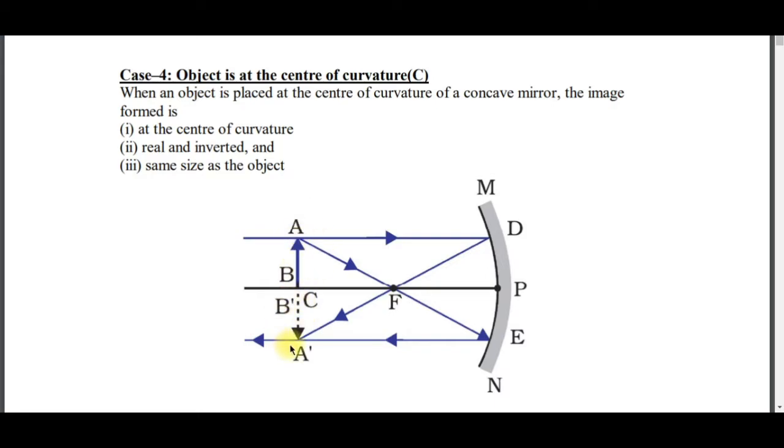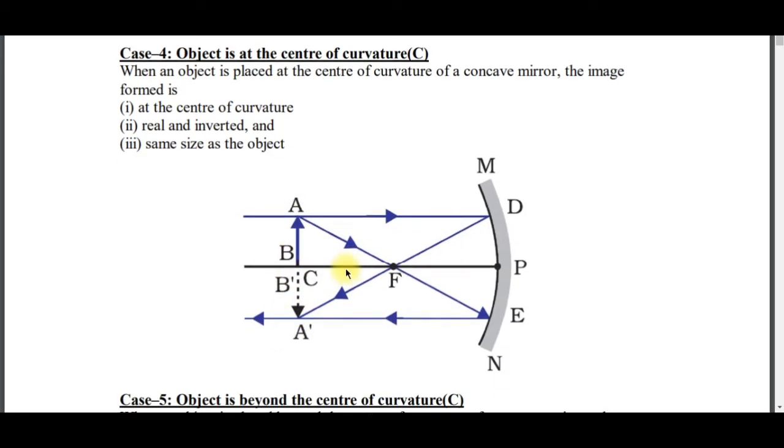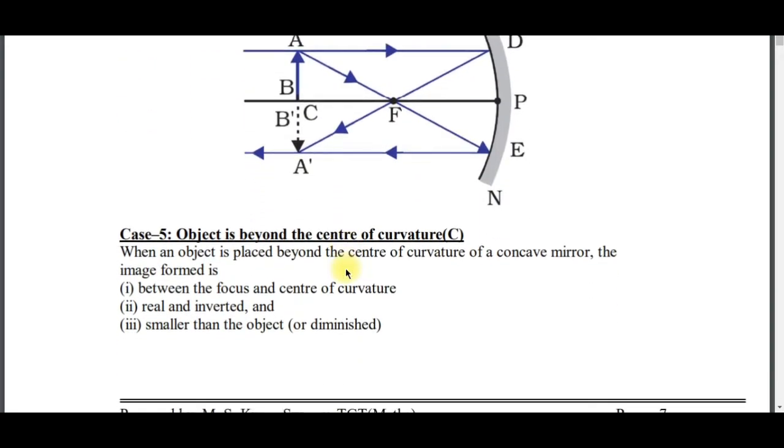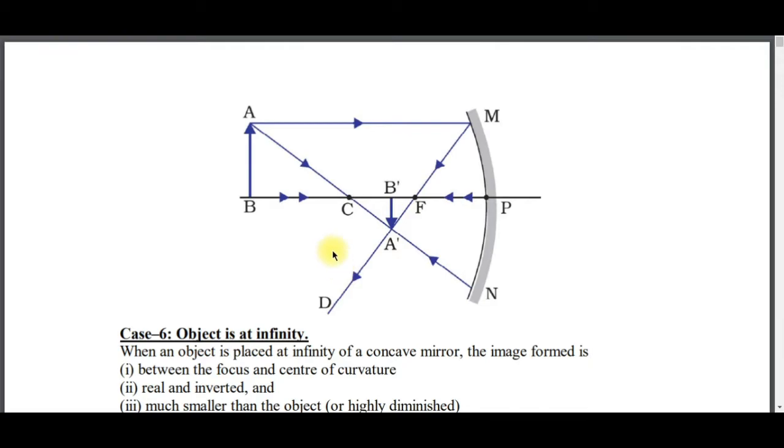Object का जितना height होता है, image का भी उतना ही height होता है। The next thing is, object is kept beyond the center of curvature, मतलब ये जो C है, इसके यहाँ पे रखा जाता है, मतलब उसके थोड़ा पीछे रखा जाता है ऑब्जेक्ट को। Then we see that the image is formed between C and F. Okay, the image is formed between C and F and it is inverted. Okay, it is inverted and it is real.